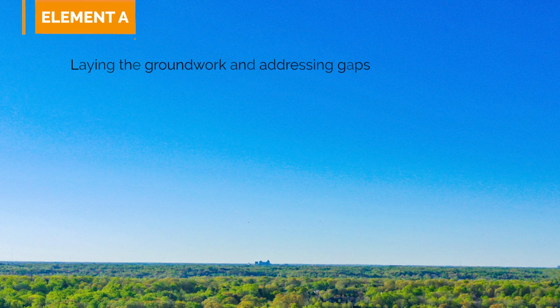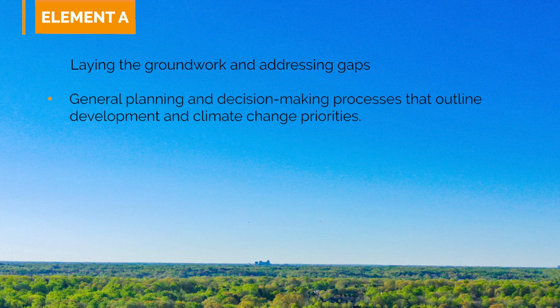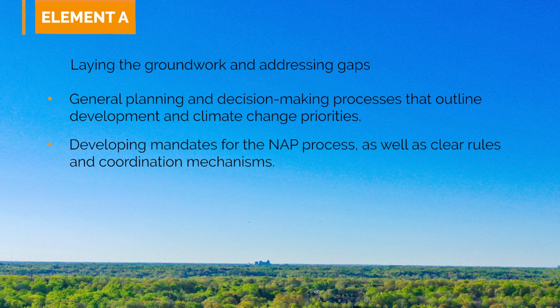Element A, laying the groundwork and addressing gaps. This is the first step to start the NAP process, and it involves general planning and decision-making processes that outline development and climate change priorities. The goal is to get the NAP process started. Governments may be required to develop a mandate for the NAP process, as well as clear rules and coordination mechanisms for ministries and key stakeholders.